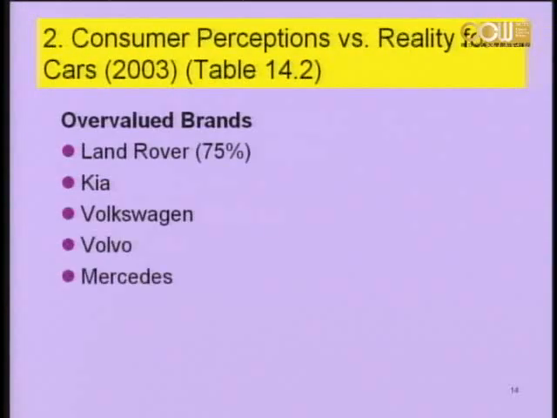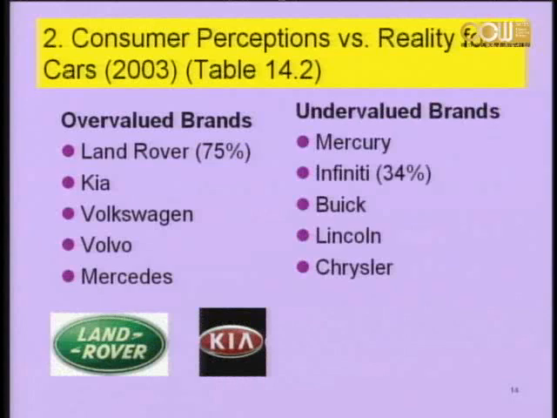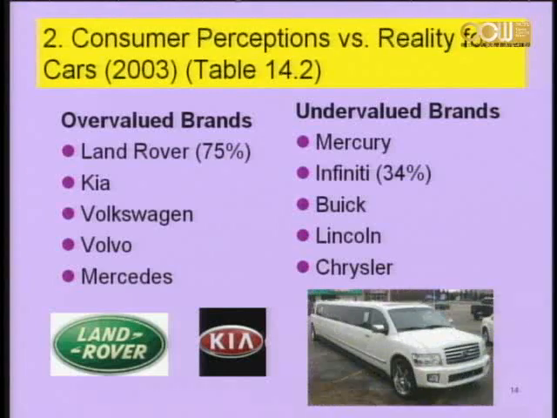Now we also have consumer perception or reality for cars. Let me tell you that some are overvalued, some are undervalued. Overvalued, such as Land Rover, which is very poor in the USA. Kia, I call it Kia. Just kidding, okay. Anyway, Volkswagen, Volvo, Mercedes, they are overvalued. Undervalued are Mercury, Infiniti, Buick, Lincoln, and Chrysler. When you look at the price in the market, consumers know that some are really overcharged, some are undercharged. They know the value of that. I think that's the same as your game.